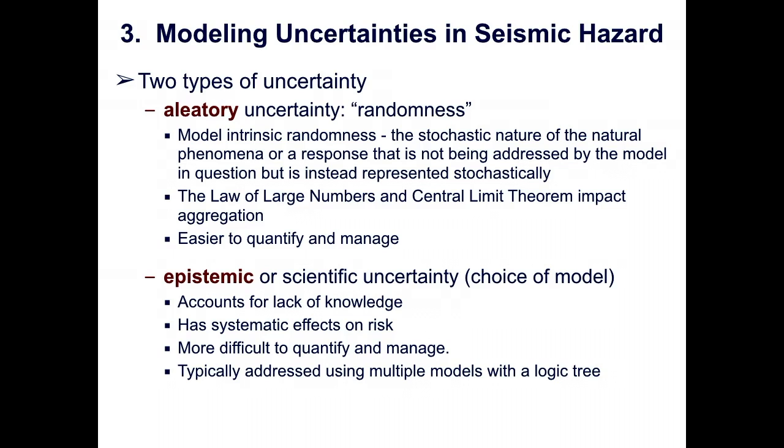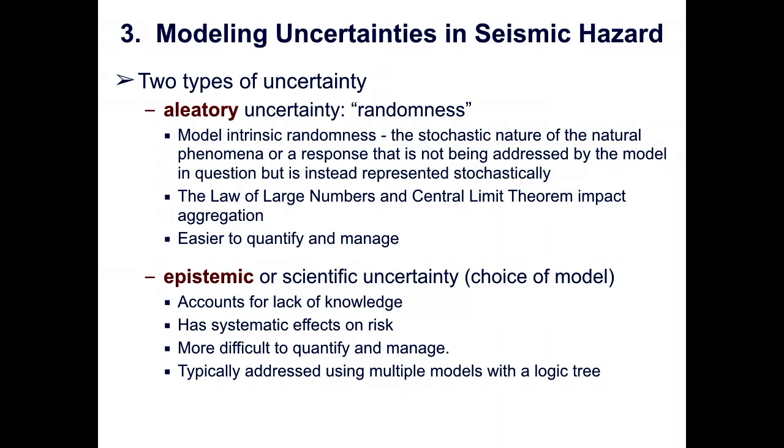So the aleatory uncertainty, or randomness, is the true stochastic nature of the natural phenomenon that's not being addressed by the model in question. It has to be represented by an uncertainty distribution, and thankfully with portfolio seismic risk assessment we have the law of large numbers and the central limit theorem on our side. So as we get to larger and larger portfolios, the uncertainty contributed by aleatory elements becomes less and less.